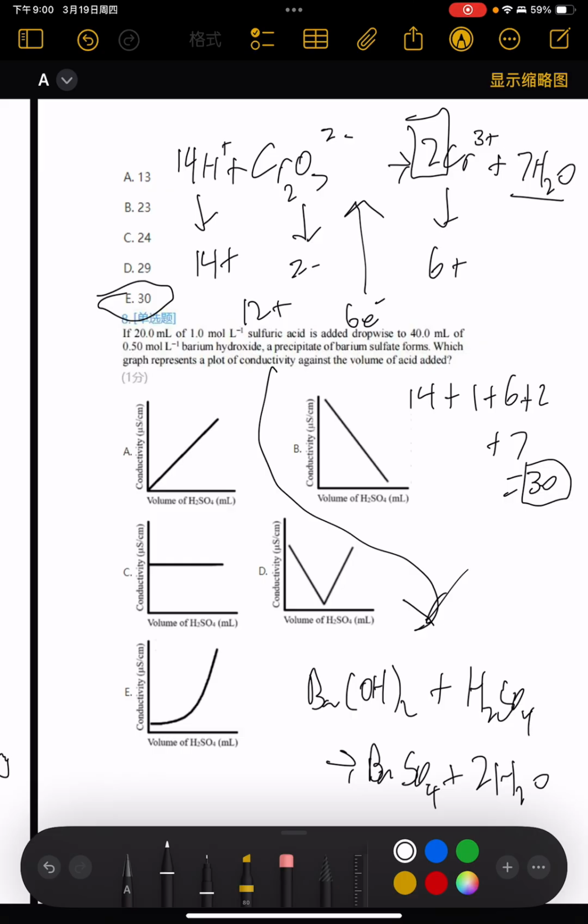Okay, so since this is the case, BaSO4 is not conductive, and water is definitely not conductive. But before, these two were conductive. So that means it'll have a constant drop of conductivity as it begins to break down into a precipitate. So we can see that the only ones that drop down are B and D. But then there's no reason for it to bounce up as a V-shape, which means that only B is valid as it is a constant drop.